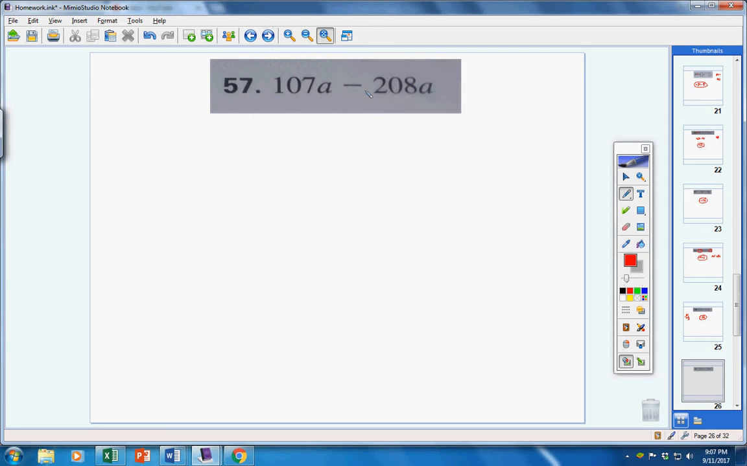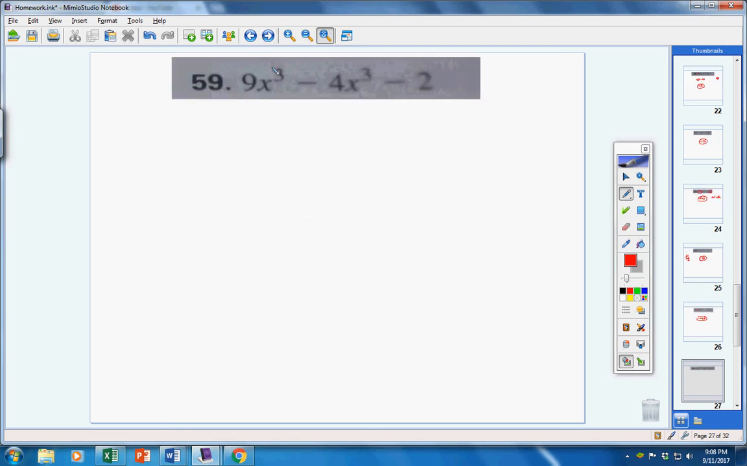Alright, 57, we have an a term and an a term, so write your a once. You have positive 107 to the good, but you owe 208. So pay off as much as you can, and you're left over with negative 101. So your answer is negative 101a. Alright, moving on to number 59.